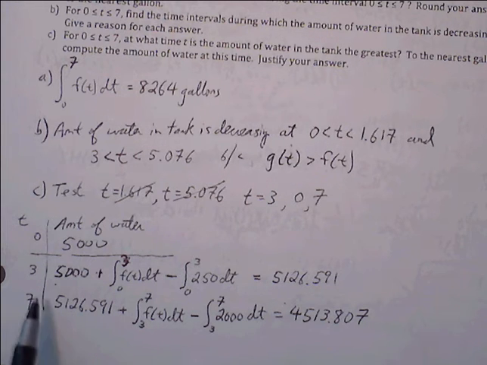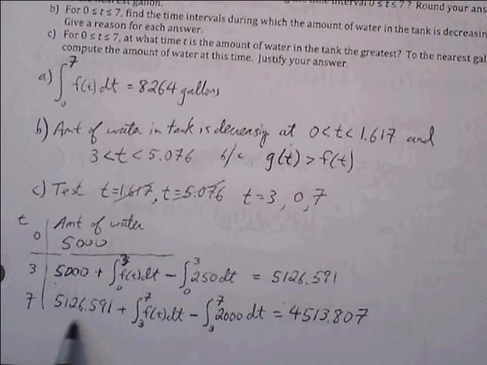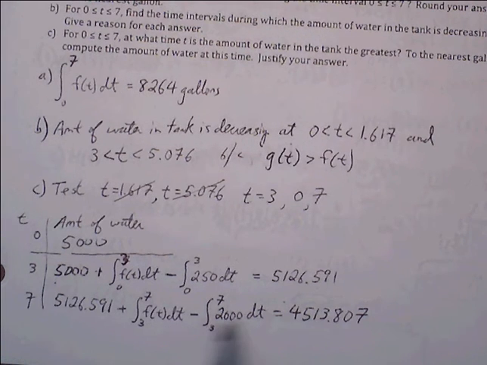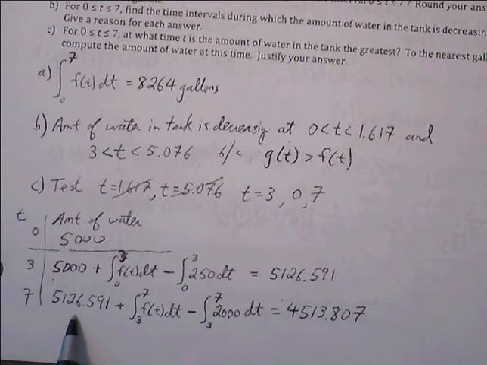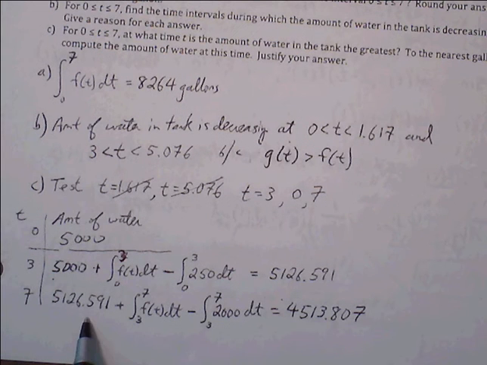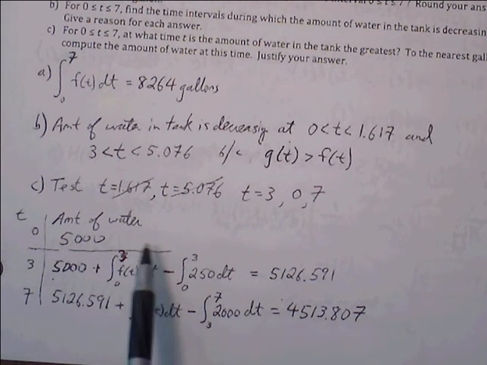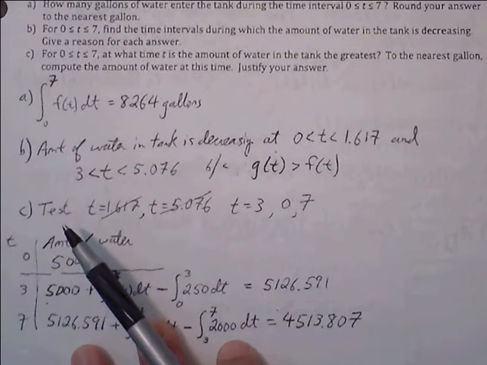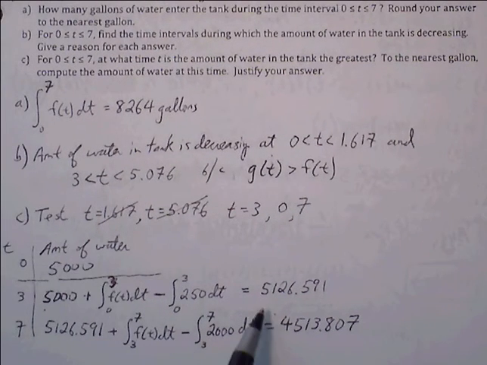At 7 hours, we can think of it as however much is in the tank at 3 hours, and then we accumulate the rate at which water is entering from 3 to 7 hours, and then we subtract the rate at which water is leaving the tank from 3 to 7 hours. And then we just plug this into our calculator. In our calculator, we combine those, and then we add it to how much water was in the tank at 3 hours, and then we get 4513. So comparing these three, the absolute max will have to be at 5126.